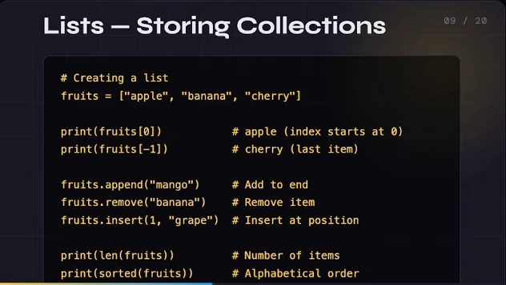Lists come with useful built-in methods. Append adds an item to the end. Remove deletes a specific item. Insert lets you add an item at a specific position. Len gives you the count of items, and sorted returns a new alphabetically sorted version.